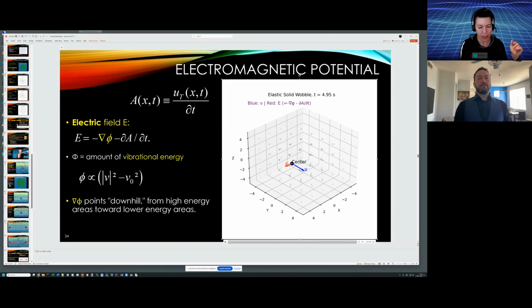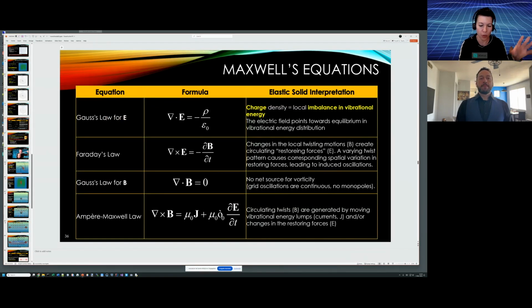Okay. So basically, once we have that, I won't go into detail, but we can derive these things. They're all easy to derive. It's just standard. The only thing we have to figure out is the definition, the meaning of B and the meaning of E. But you can easily verify this works out. All the equations work out. So basically, the charge density is the local imbalance of the vibrational energy. So it's the gradient of that, right? So yeah, is that okay?